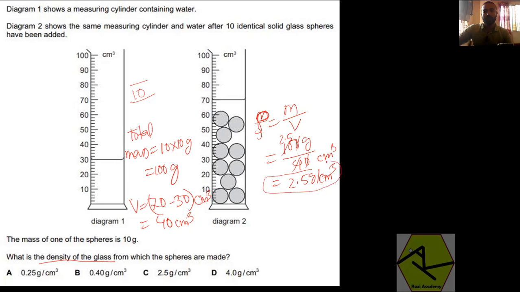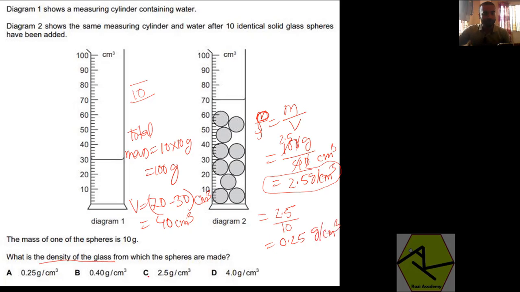So we need to further divide it by 10 because then we will get the density for one single identical glass sphere. So 2.5, again if we divide by 10, it will make 0.25 gram per cubic centimeter. So don't forget to do that.